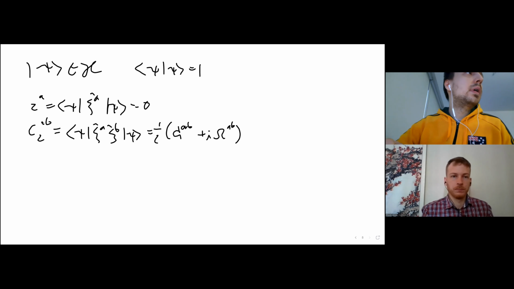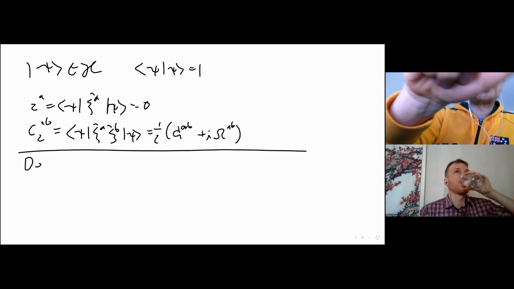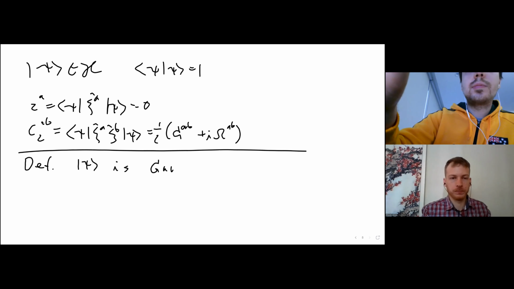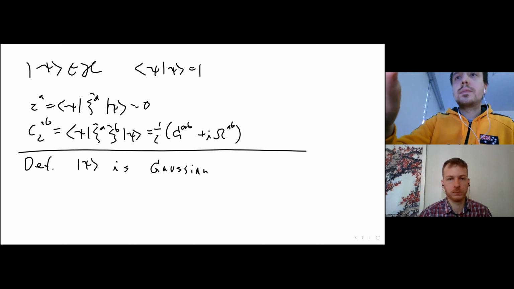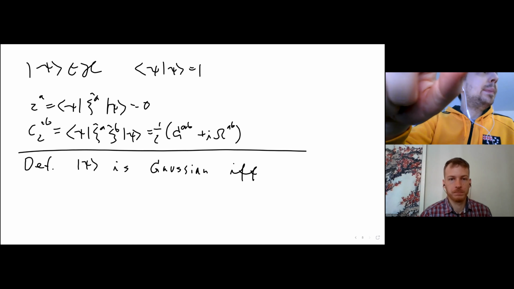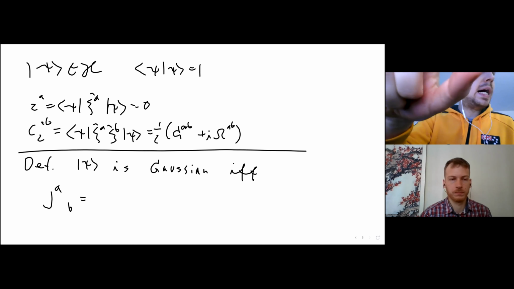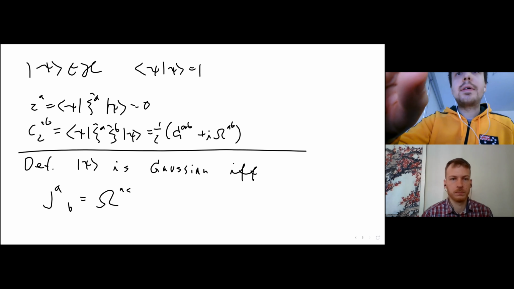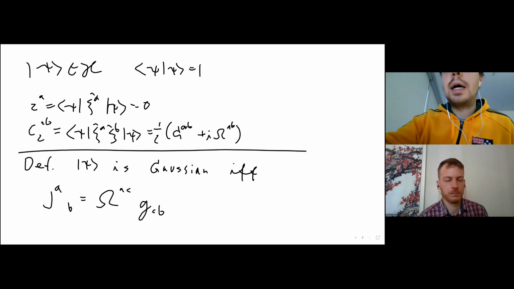And now I can give the definition of a Gaussian state. So definition: psi is Gaussian if and only if JAB, which is constructed by first taking the omega AC and then contracting it with the inverse bilinear form GCB.